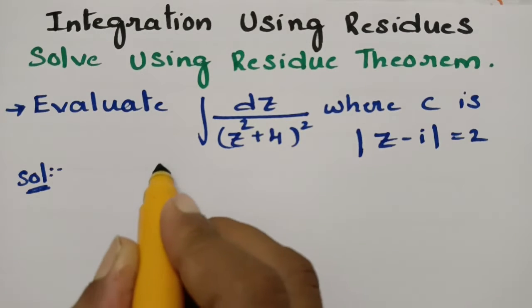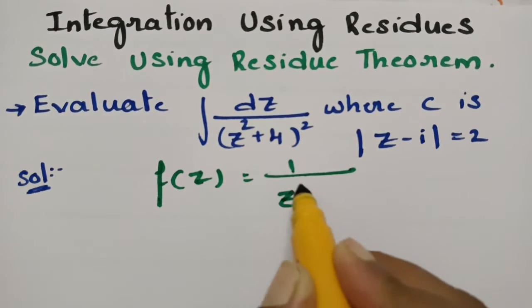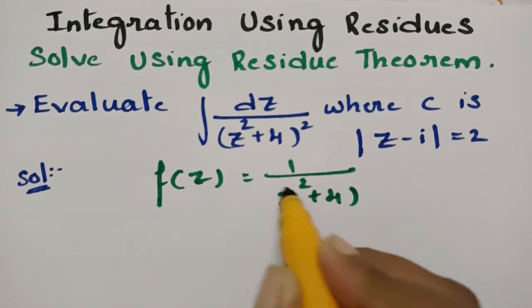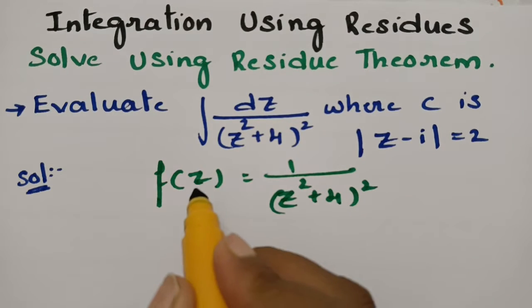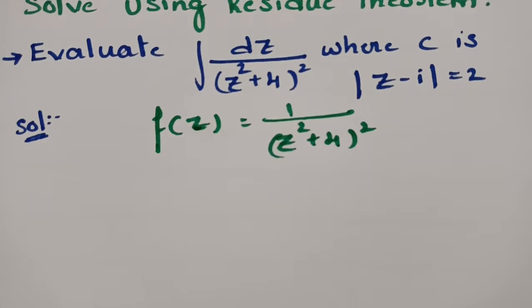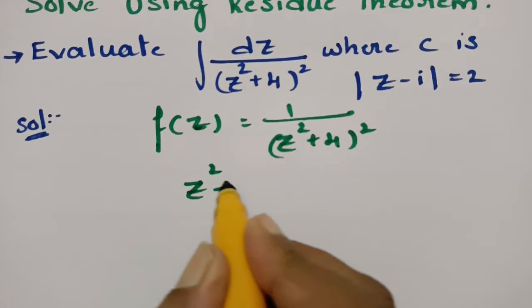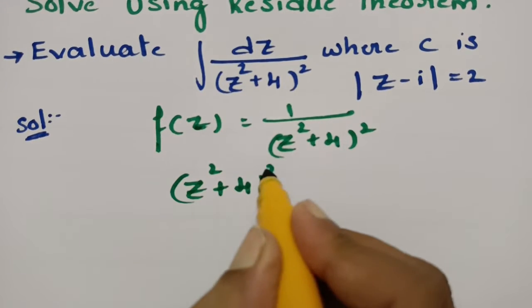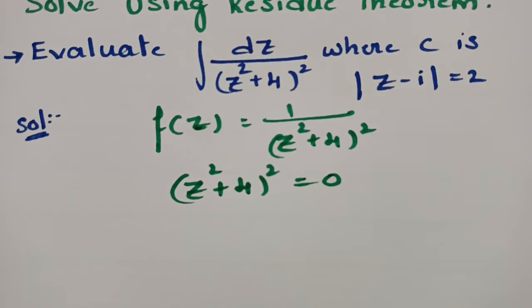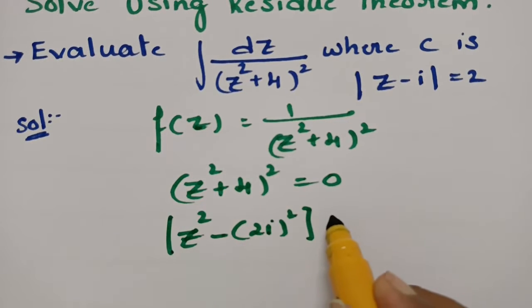So what is the function given? The function f(z) is given as 1 by (z square plus 4) whole square. Clear? In order to find the poles of this function, we have to equate the denominator to 0. Here the denominator is nothing but (z square plus 4) whole square, so we have to equate this to 0. This can be written as (z square minus (2i) whole square). Clear? So we can write it in this form.